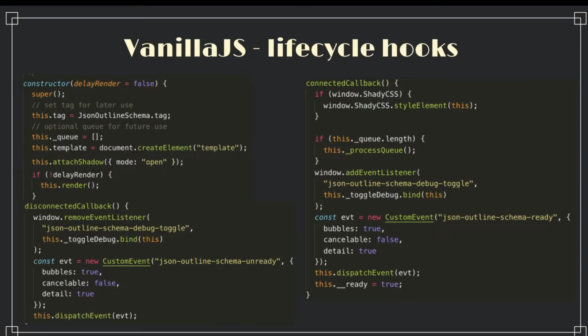Vanilla JavaScript web components have lifecycle hooks too. So you have a constructor as far as when this thing emerges, and we're defining it. Then you have connected, which means it's been attached to the DOM, and I can query it and do things to it. And then you have disconnected, meaning it's been ripped out of the DOM.